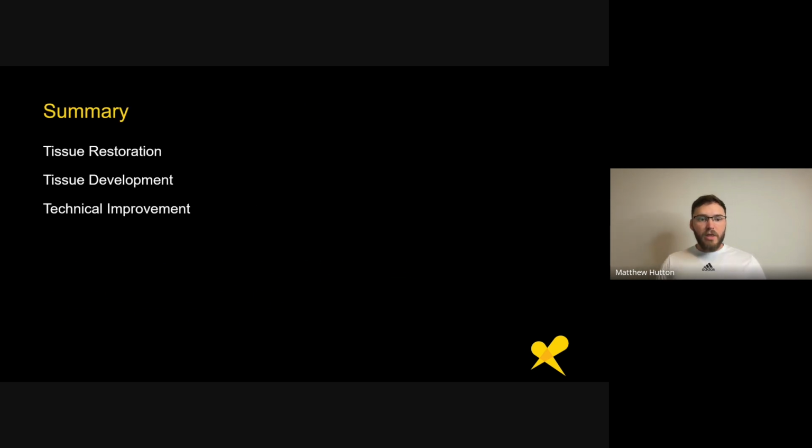So to wrap things up, there are three buckets that fall into my rehab themes. That would be tissue restoration, getting them back to their baseline. There's tissue development, trying to push them beyond where they currently are. And then there's technical improvement, where you're trying to modify some of the more postural things, the alignment and the tempo of different things. So you're trying to manipulate those variables in order to either reduce the likelihood of re-injury or to progress the rehab.